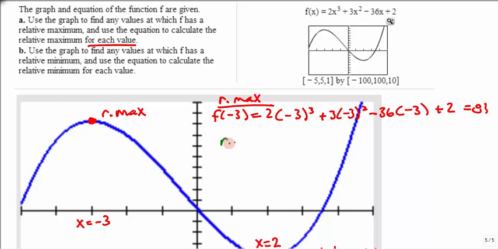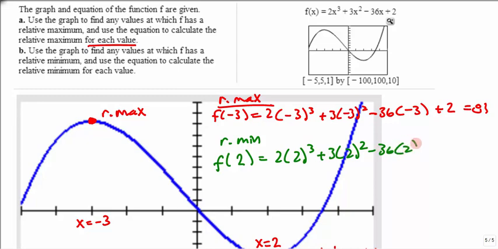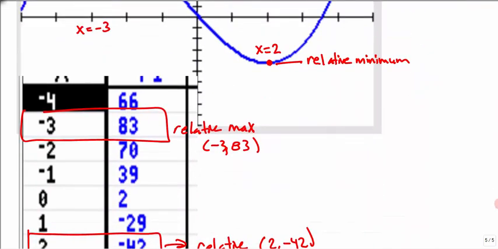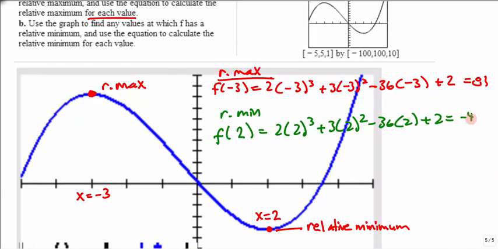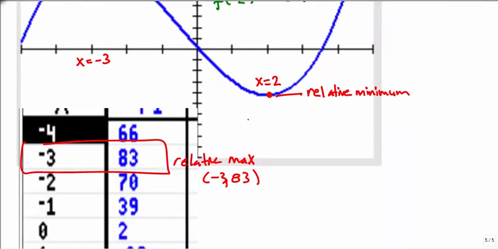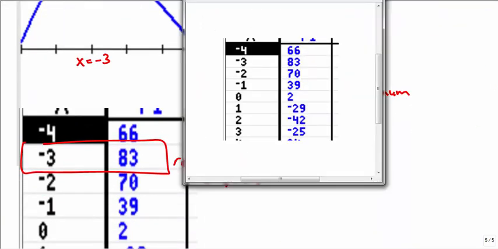And then for my relative min, I would go ahead and take this and plug it in to my original. Everywhere that I see an x, I'm plugging in a 2. Now from my table of values, I can get a negative 42, or you can crunch these numbers and see those as well. So what they want us to do here, I'll go ahead and pull in the exact question because they do have it worded a little strange.